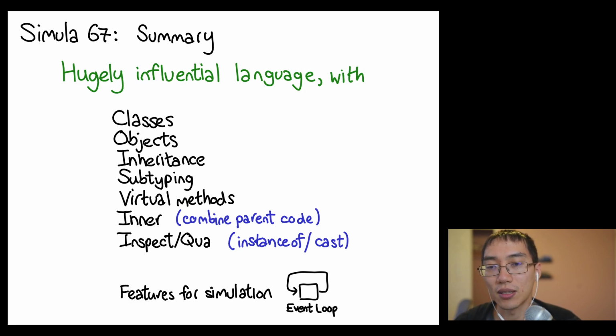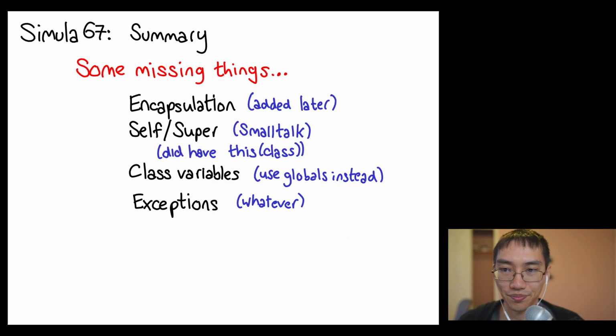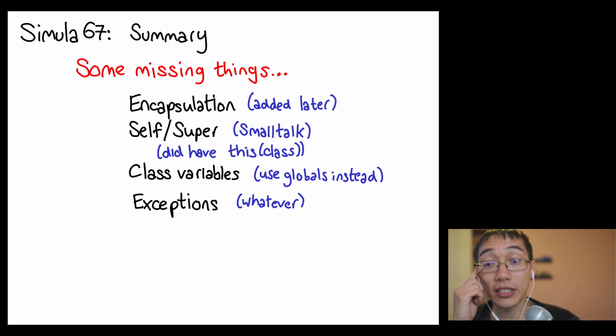And Simula also had some extra random language features for simulation, like it had a built-in concept for an event loop. And there's some stuff that Simula didn't do. So one thing Simula didn't do was encapsulation. It had no concept of encapsulation, and this got added later, actually, in later revision of the Simula language.